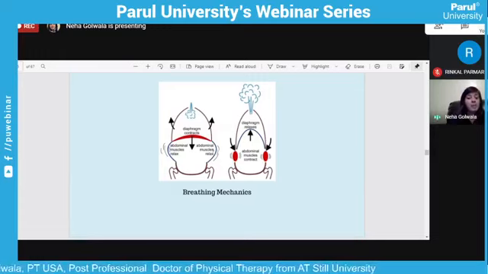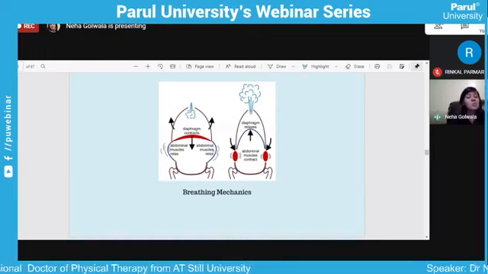This is the functional MRI. Normally when we take an MRI, it can just show you the organs. But it's very important to know that organs need to be moving too.